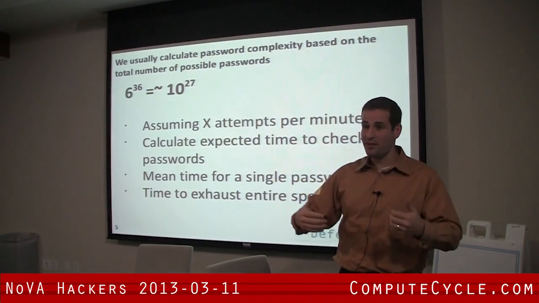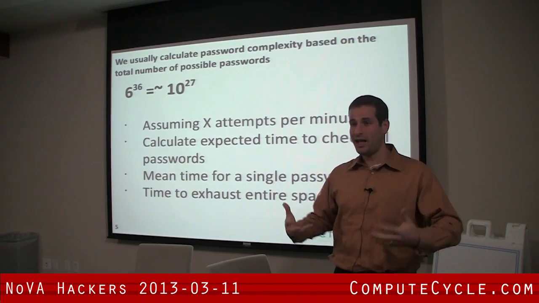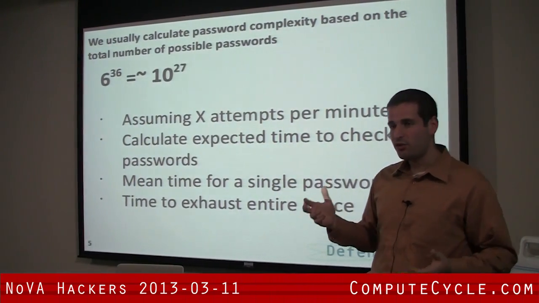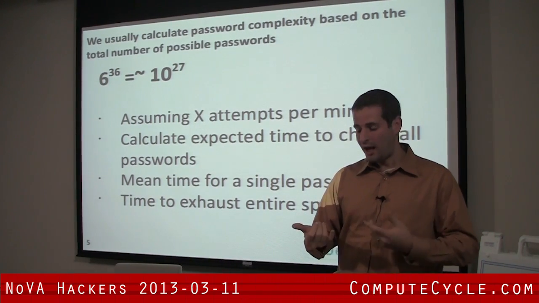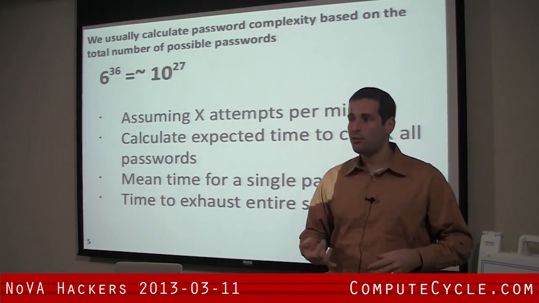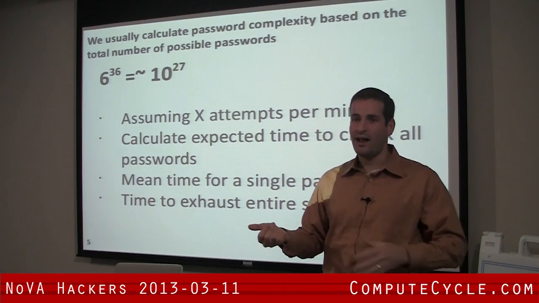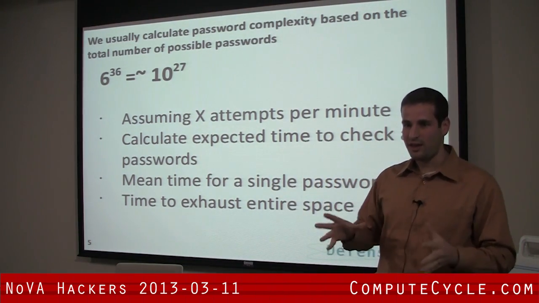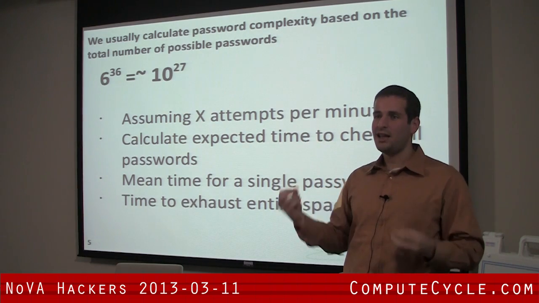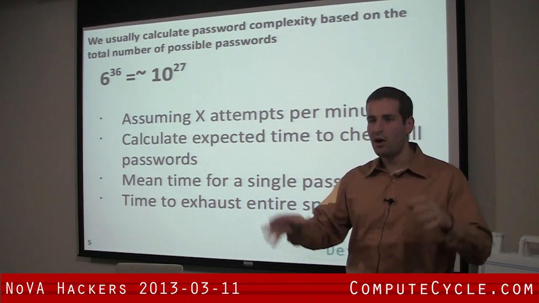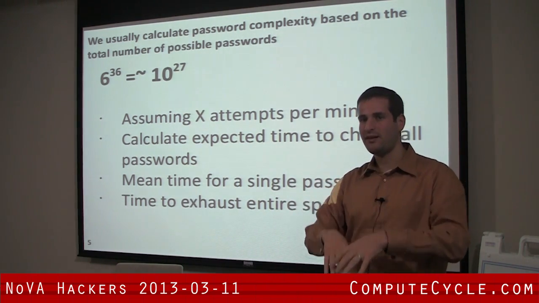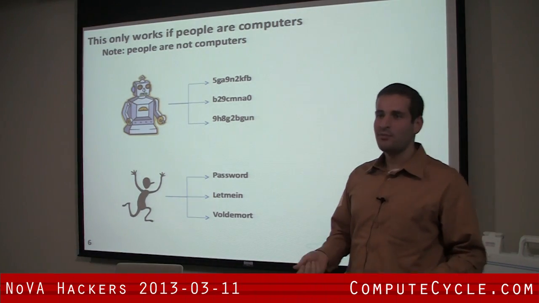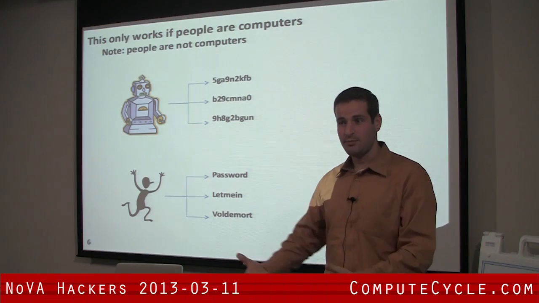And then on top of this, we usually start making more calculations. We say, okay, if you've got this policy and you've got 10 to the 27th possible passwords, how long is it going to take to crack the average password? How long is it going to take to exhaust the entire key space? How long will it take to crack the mean password? All these other calculations, all these other important decisions we make are based on this one fundamental calculation. And the problem is it has a fatal flaw, which is that humans are not computers.